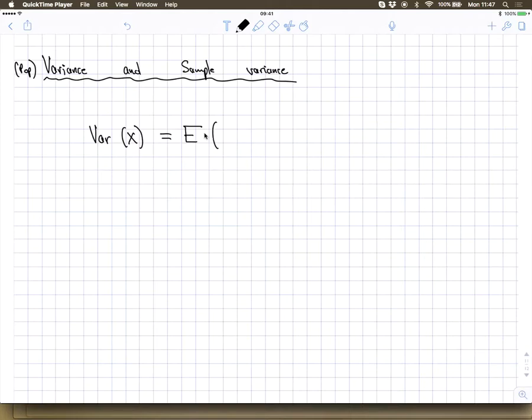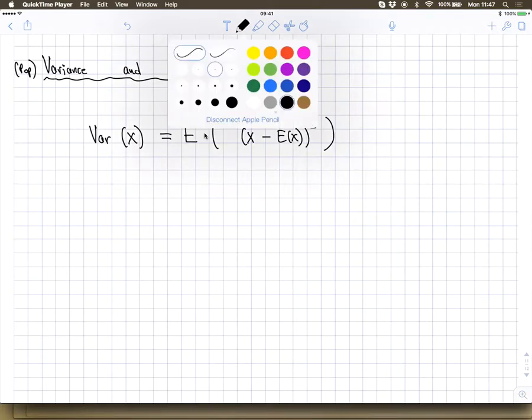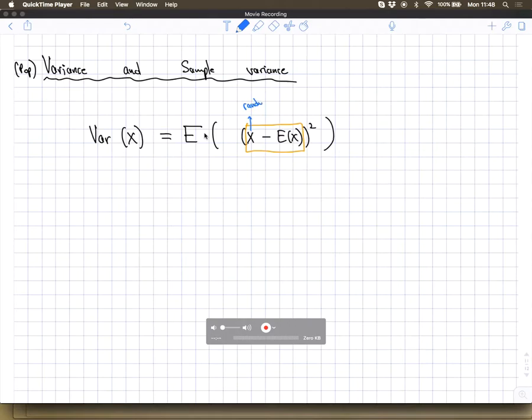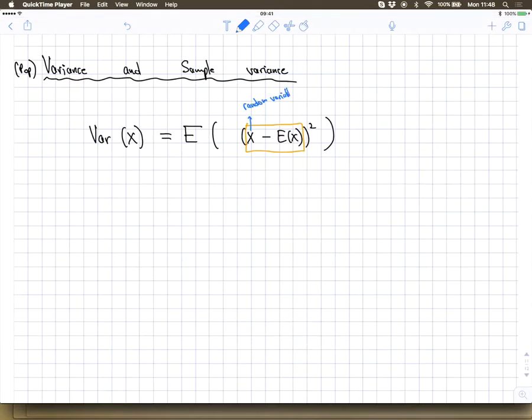This is expectation of x minus expectation of x, all of this squared. Okay, that's what that is. So, if you think about this, x is a random variable, right? This is a random variable. It has a distribution. If I have the PDF of that random variable, I can calculate the expectation of that random variable. So this thing here is a population parameter.